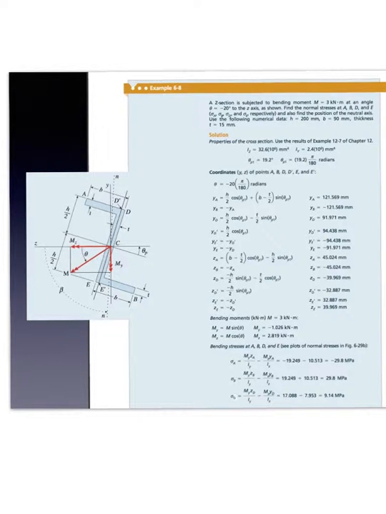In this example, we're given an unsymmetric cross-section of a beam, and we're asked to calculate two things: normal stresses at various points of the cross-section beam, that is A, D, B, and E, and also to locate the neutral axis. Okay, so first let us read the question.